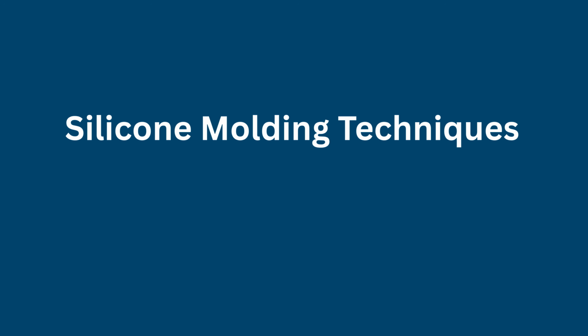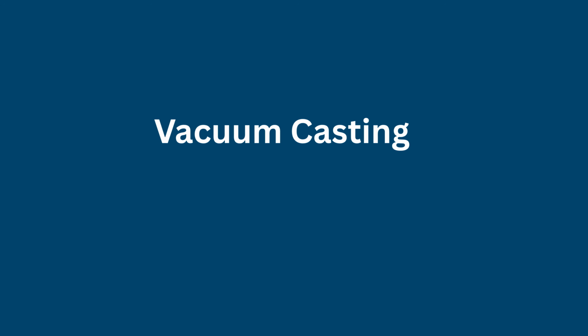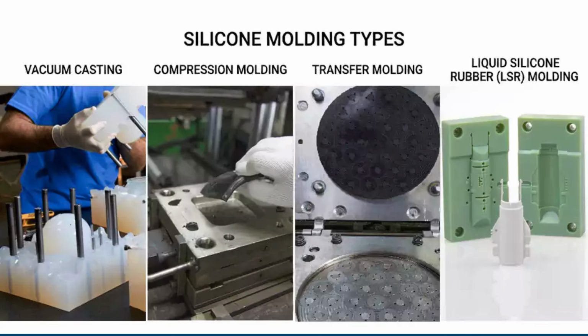Silicone molding techniques. Vacuum casting. Vacuum casting represents the most widely used silicone molding technology for engineering prototypes and low-volume production. In this process, resin is introduced into the silicone mold under reduced pressure.